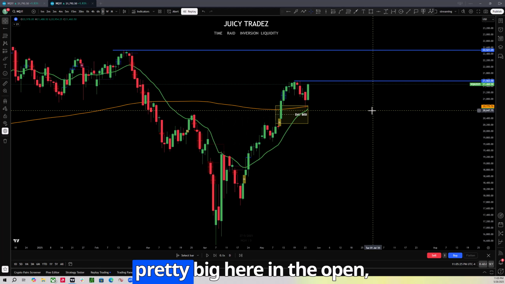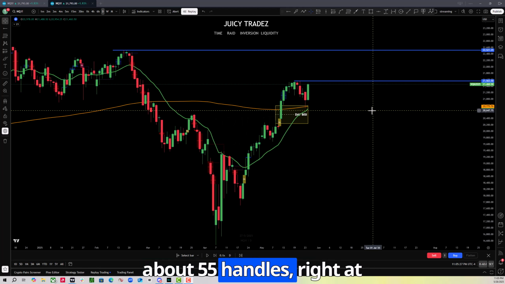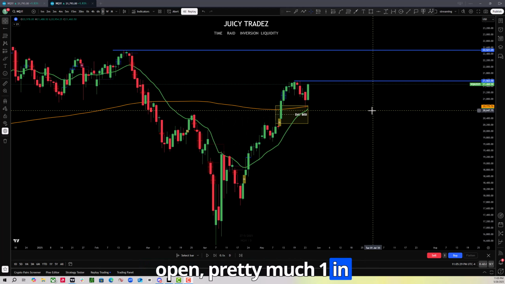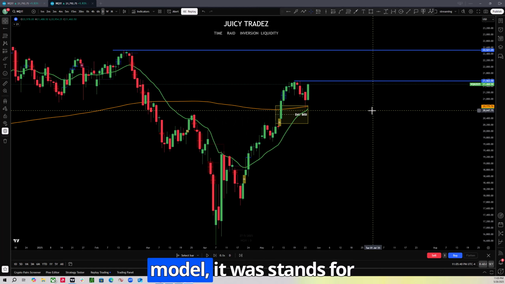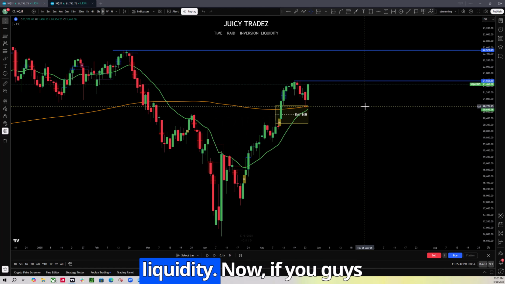Today we hit pretty big here in the open, about 55 handles right at open, pretty much one and done of calls, texted, and executed right in front of you guys. We're just going to break down from top to bottom what we call our one setup for life, which is the TRIL model, which stands for time, rate, inversion, liquidity.